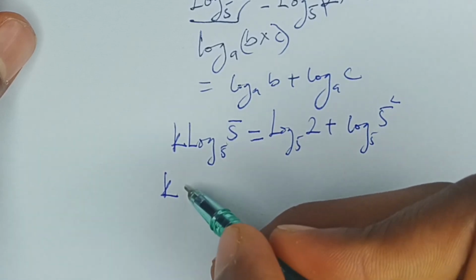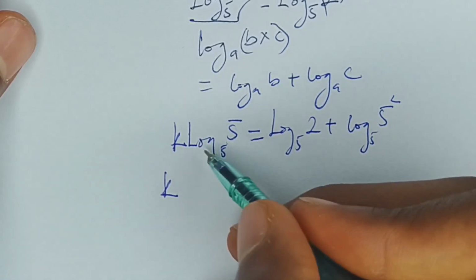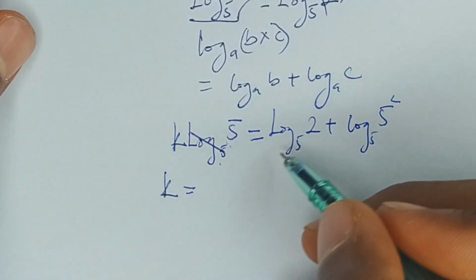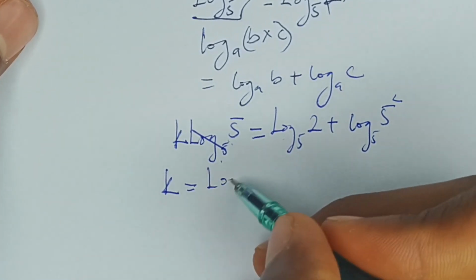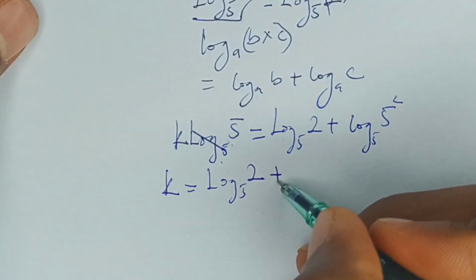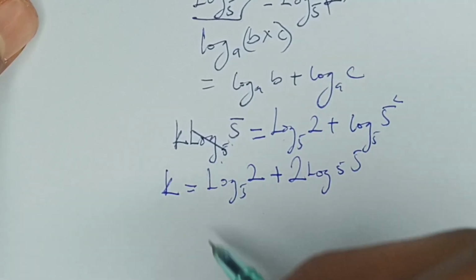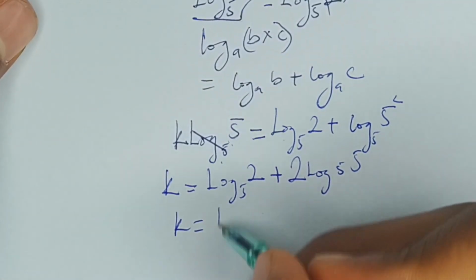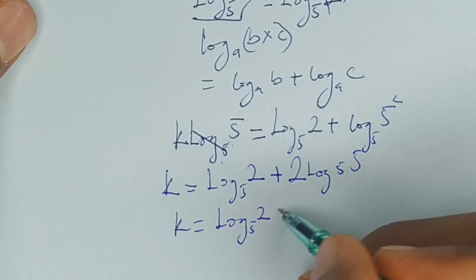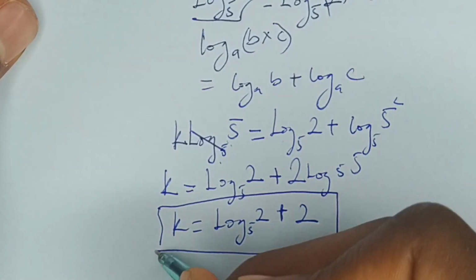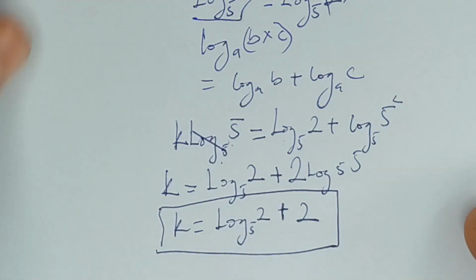Now, k will be equal to, so this logarithm in base 5 of 5 strikes out, so this becomes equal to logarithm in base 5 of 2 plus this will be equal to 2 times logarithm in base 5 of 5, hence k will be equal to logarithm in base 5 of 2 plus 2. Okay, so this becomes the answer to this question.